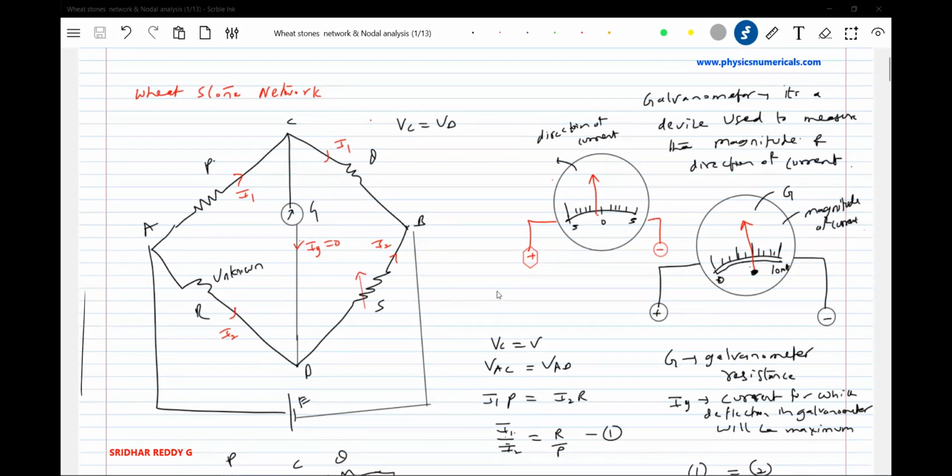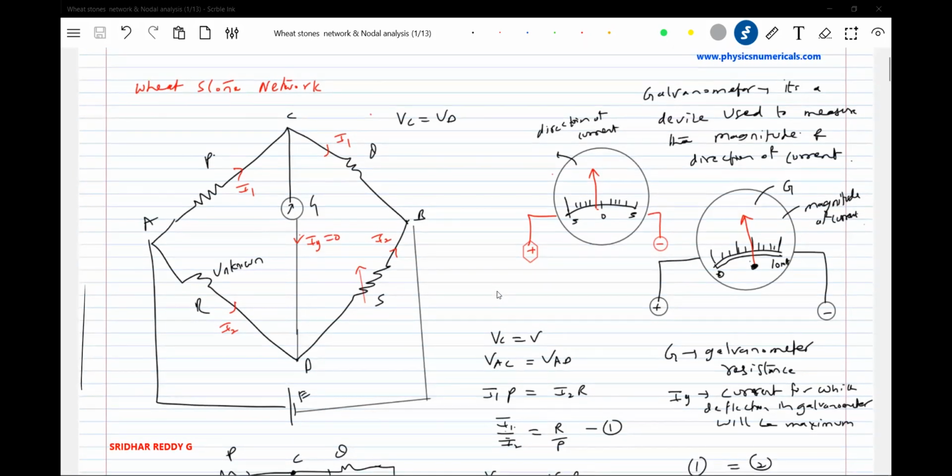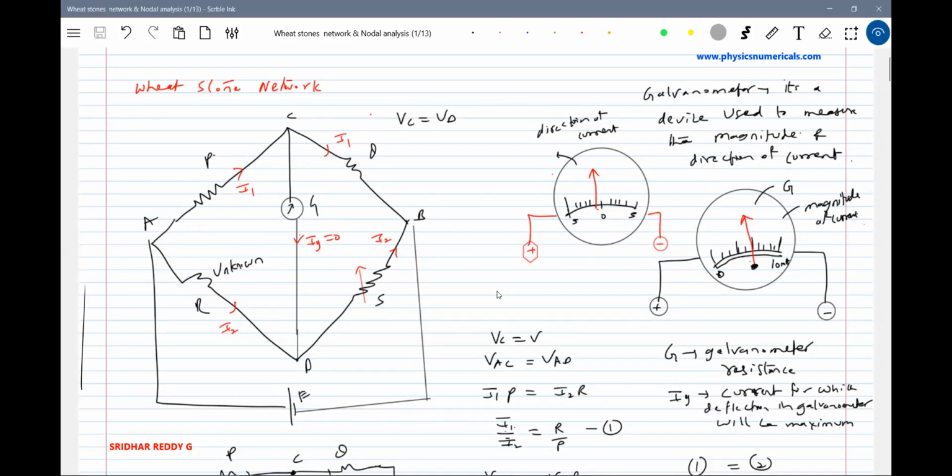So this is basically a Wheatstone network. First, we'll begin with the galvanometer. Then there are two types of galvanometer. One with zero deflection at the midpoint, and the other where zero will be at the left-hand side, and zero will be the midpoint of the scale. What is basically a galvanometer? It's a device used to measure the magnitude and direction of current.